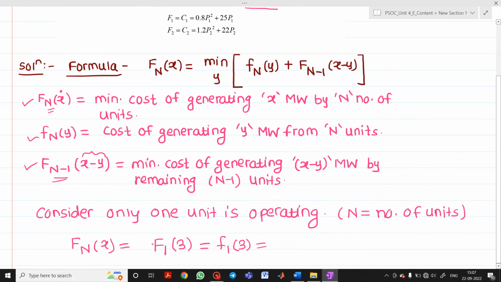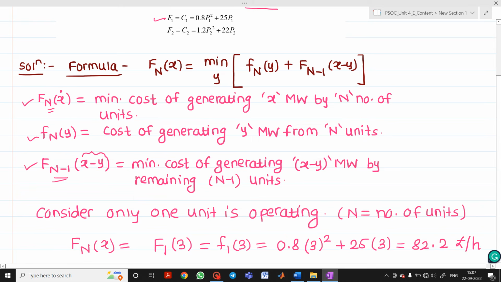So what to do here? Now refer to this equation F1. We have to put P1 equal to 3. So I can write it as 0.8 into bracket P1 square, that means 3 square, because demand is 3, 3 square plus 25 into 3. So we will get the answer as 82.2, and the unit for this is nothing but rupees per hour.